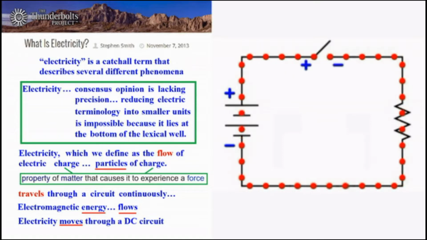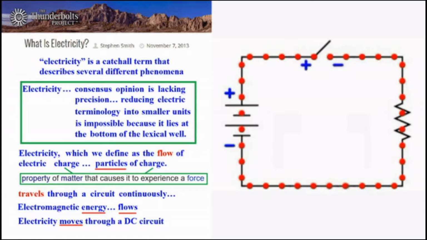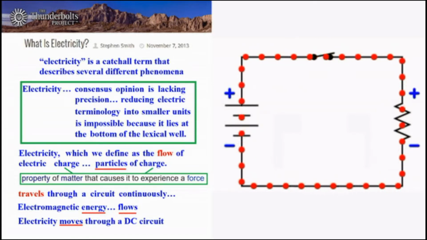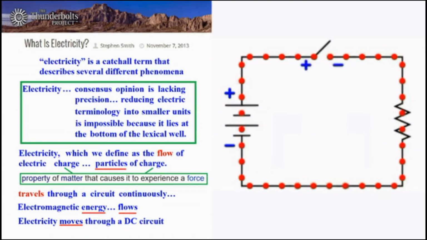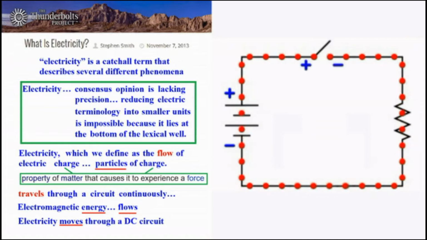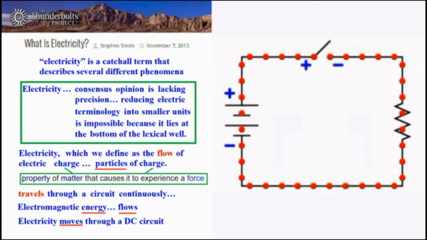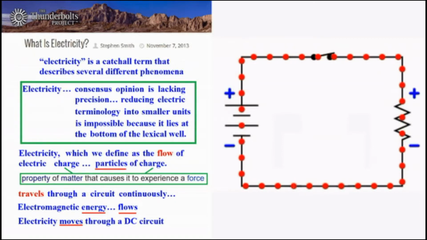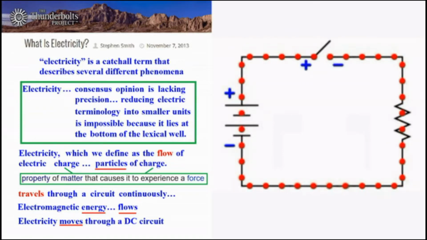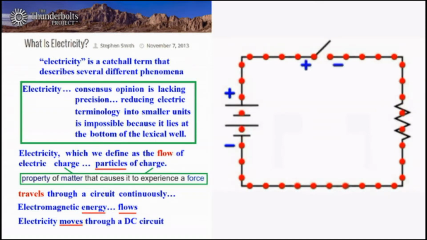But then they end up accelerating electricity itself. And we end up with a flow of flows. It says electricity travels through a circuit continuously. So what do you mean electricity travels? I thought you said electricity is a flow. Now it turns out that the flow is traveling. And then it messes it up completely, saying electromagnetic energy flows. Well, energy cannot flow because energy is a concept. You cannot have a concept traveling. Concepts don't travel. Things travel. And then it finishes off saying electricity moves through a DC circuit. So we have all these concepts that are traveling.